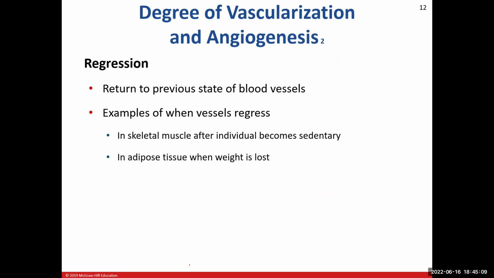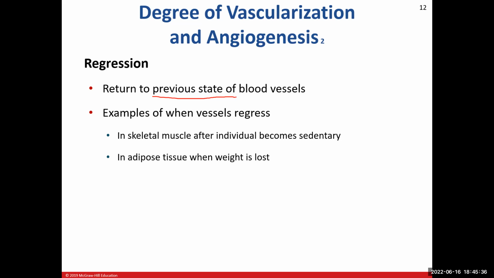Well, now let's say that athlete is no longer competing anymore. And so they're not trained like they used to. So they're going to enter into regression. And so what will happen is now we're just going to go back to the previous state of those blood vessels, because we no longer have that increased demand on the metabolic tissues there of the skeletal muscles. So we'll go back to the beginning there.